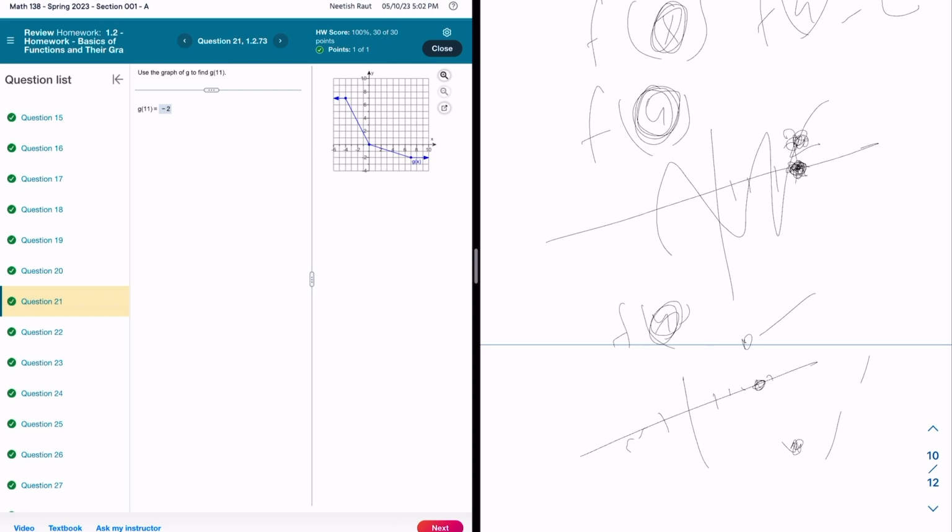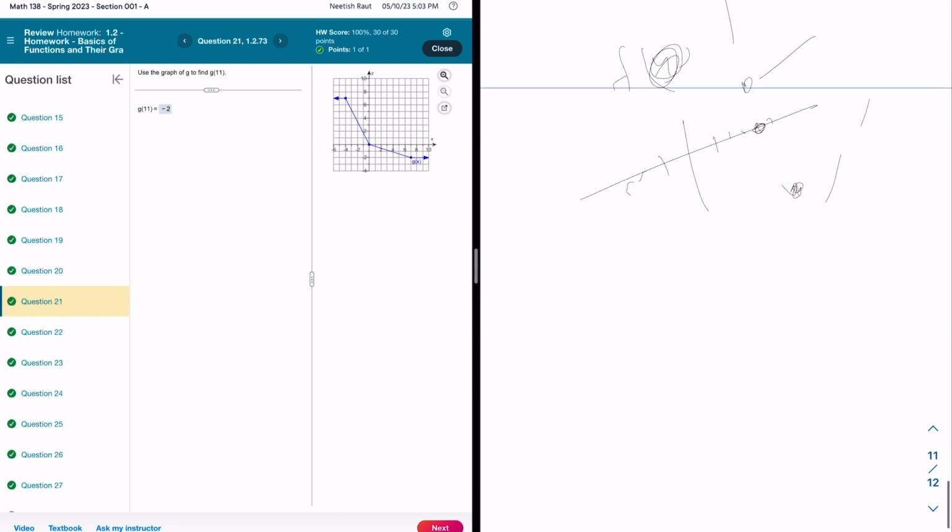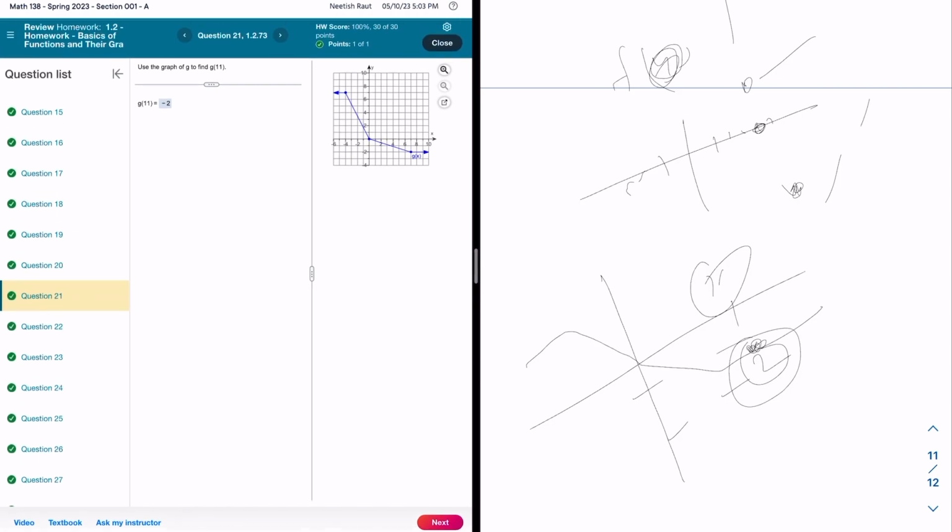It's given g(11). So look at the x-axis where 11 is, and when you go to 11, now look at the respective y coordinate. So our y coordinate is -2. That's why we have written -2. Let it be 11, and this is the respective y coordinate. So here is -2. So -2 is the answer.